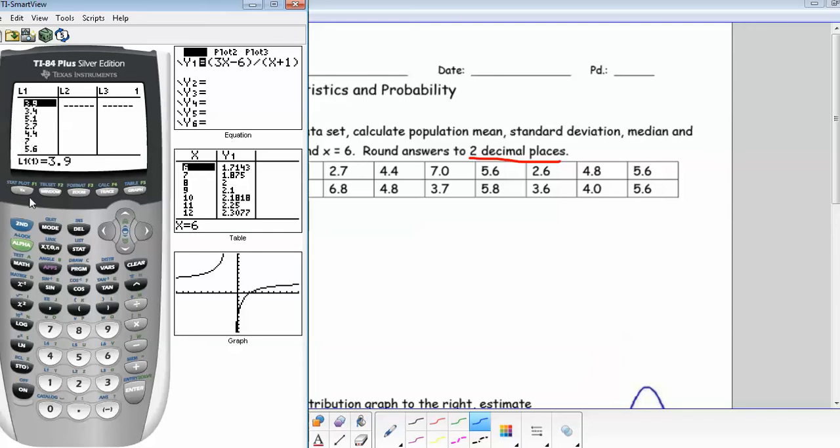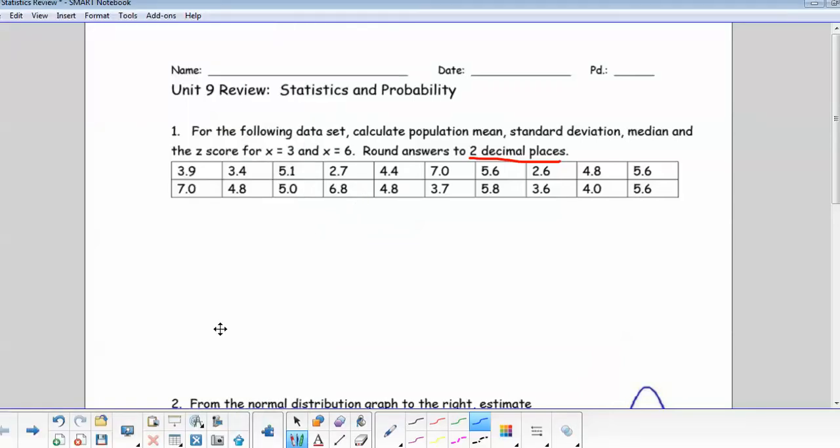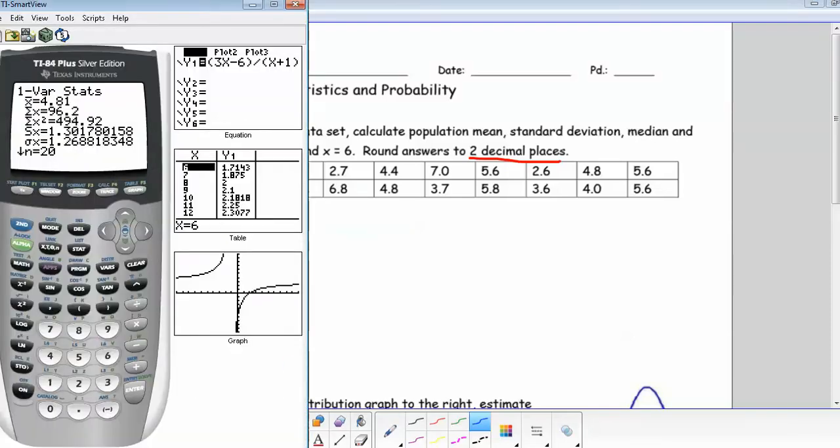After you have the data in your calculator, you're going to press Stat and go over to Calculate, and you want one variable, Statistics, which is choice 1, and enter. Okay, so normally the mean is represented with mu, but on the calculator it's represented with x and a bar on top. X bar. So let's go back and see what that number was. It was 4.81.